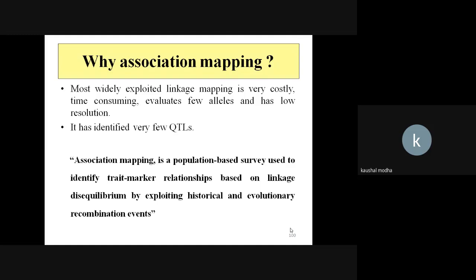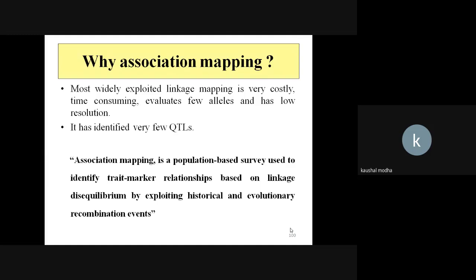I will talk about that. I have a slide, an illustration by which we can understand this. So QTL analysis identified very few loci governing the quantitative trait. That's the reason.